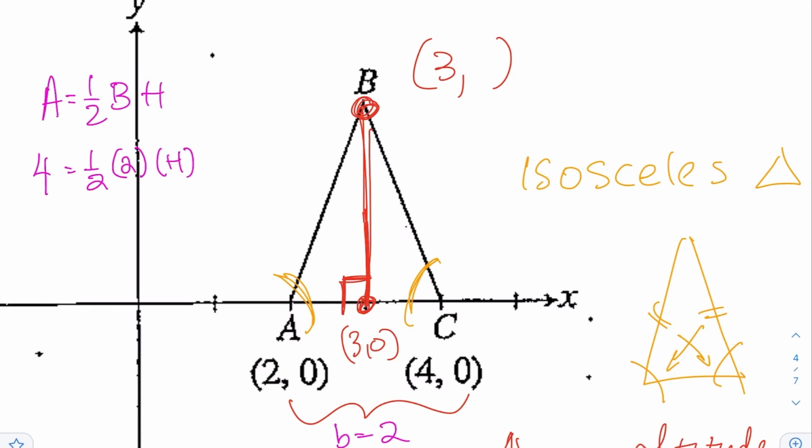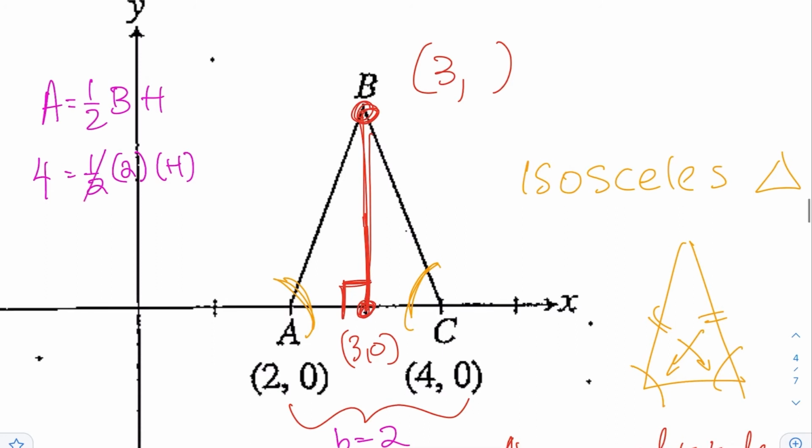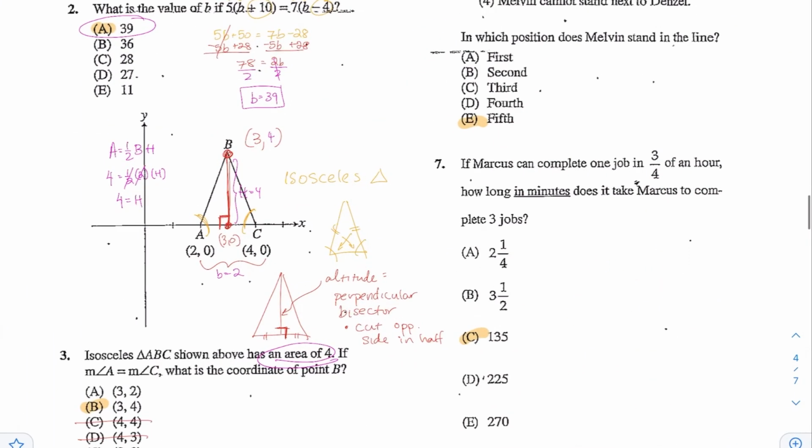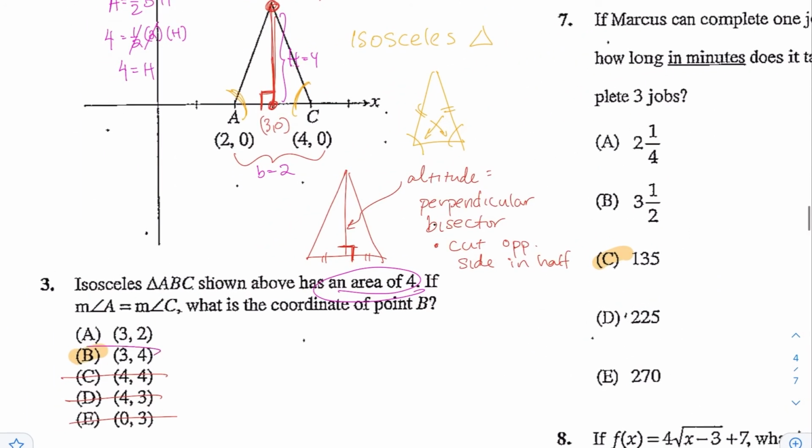So if you substitute everything in, you get the equation 4 is equal to 1/2 times 2 times h. Well, 1/2 and 2 cancel out. So you get that the height has to be equal to 4, which means that the y coordinate of B has to be 4 as well. So that's going to be choice B.